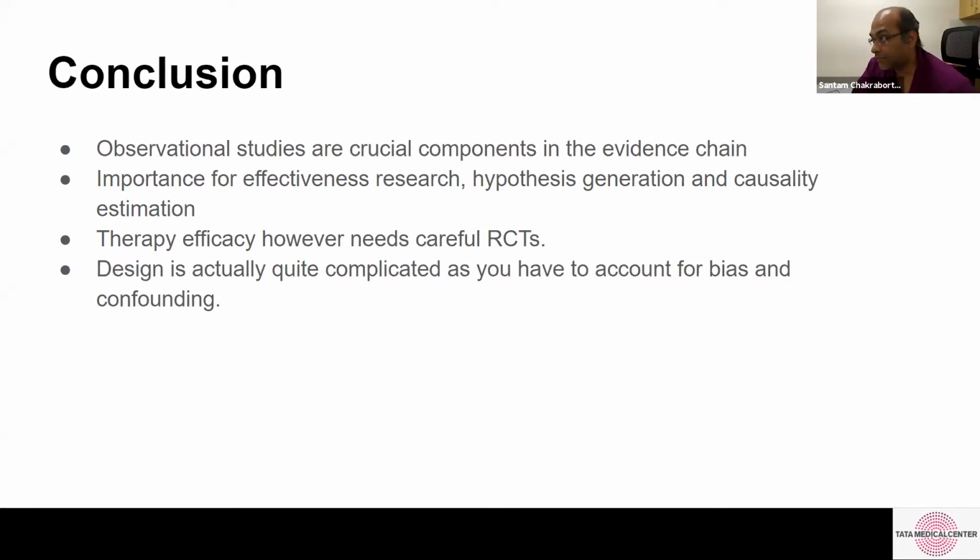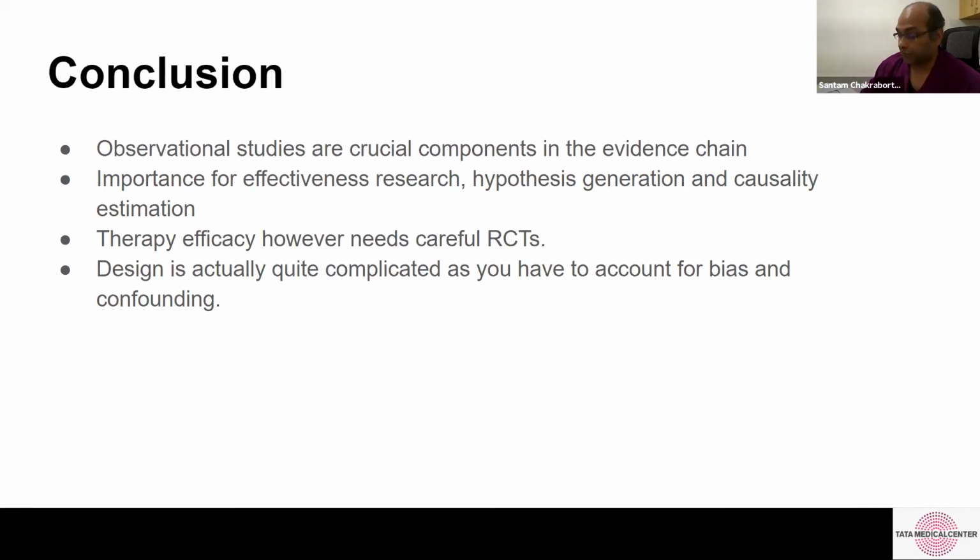So this is something that I would like to emphasize once more. To determine the efficacy of a therapy, you need to have randomized controlled trials. You cannot do it on the basis of observational studies. The design of observational studies is actually quite complicated because you have to account for bias and confounding.